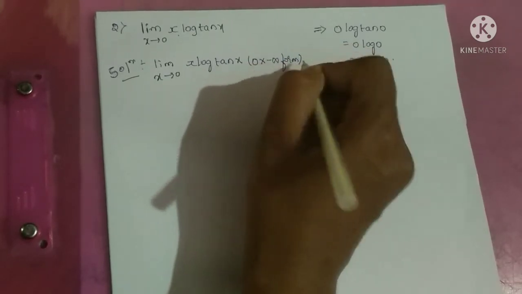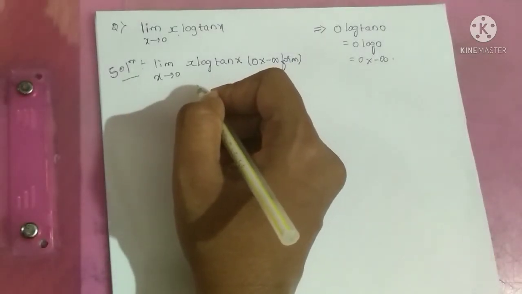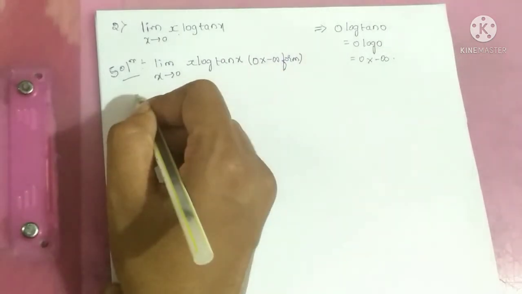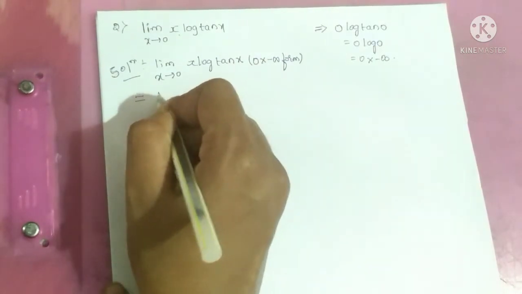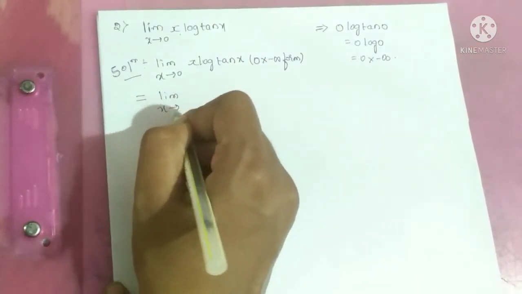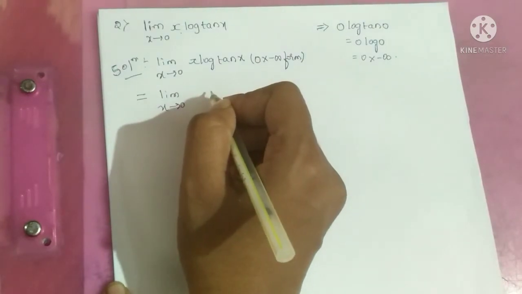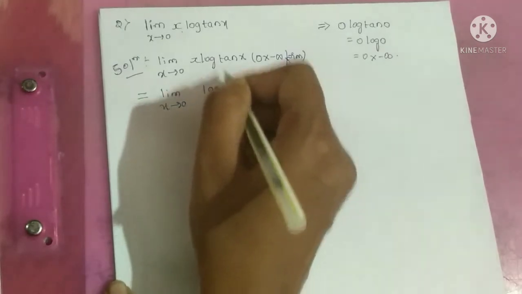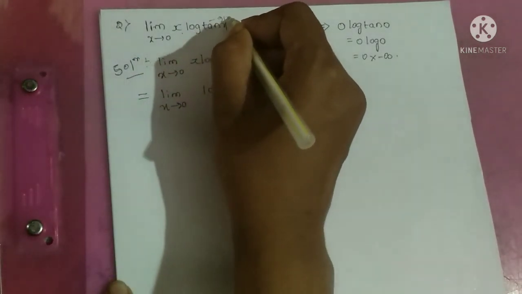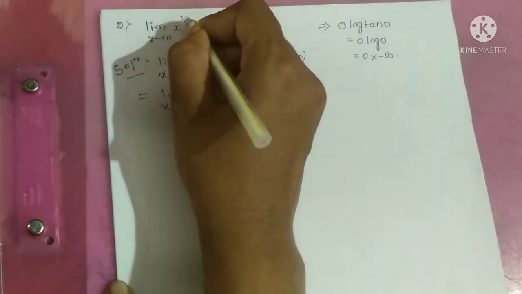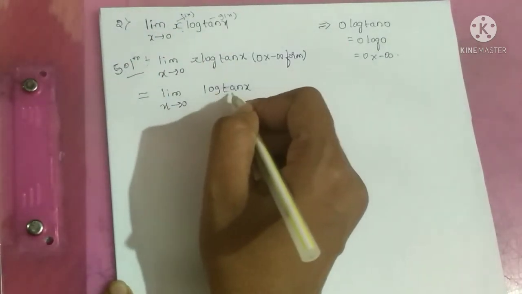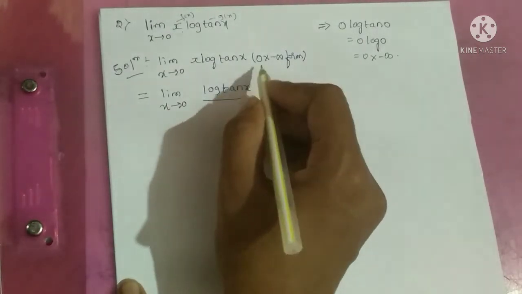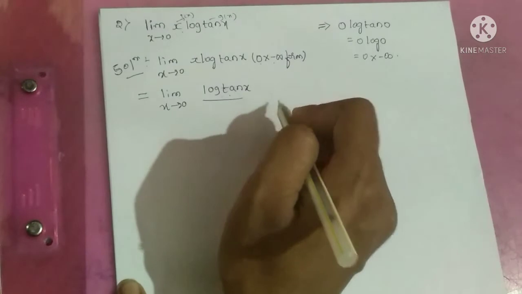So when you have 0 into minus infinity form, what do you do? You have to convert it either into 0 by 0 form or infinity by infinity form. For our convenience, we'll convert this given problem into infinity by infinity form. So log tan x is g of x and x is f of x. As you all know, when g of x is kept as it is and f of x is brought in the denominator, the 0 into infinity form changes to infinity by infinity form.